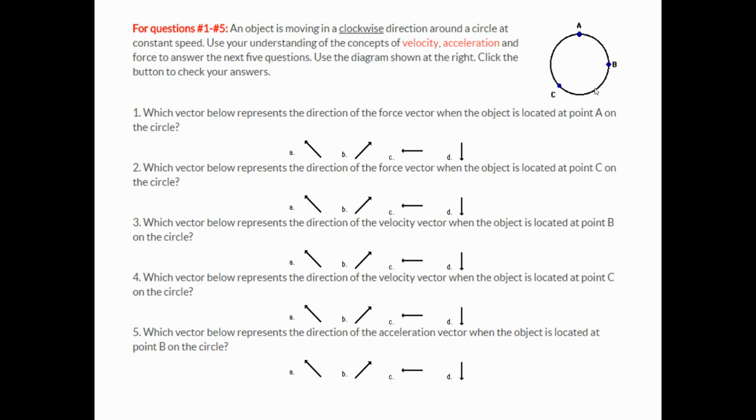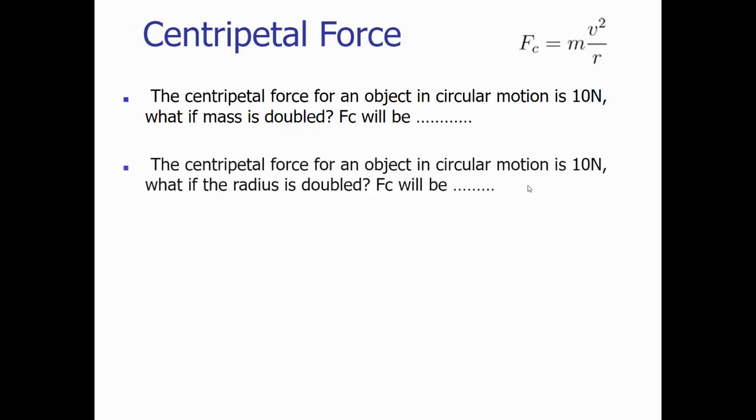What about velocity at point B? If this thing is moving clockwise, that would be straight down. Velocity at point C would be up at this angle here, northwestern-ish. Direction of acceleration at point B would be straight to the left, because that would be inwards towards the center.